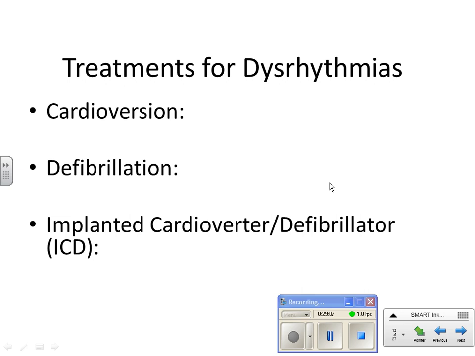Oftentimes people with AFib that are symptomatic, that they can't convert out of AFib and they don't respond to all the other treatments that you're giving them, like usually DIG or beta blockers, or CARDIZEM, calcium channel blockers, then the next step is usually cardioversion. And prior to doing the cardioversion, we need to do the TEE to make sure there's no clots in the atria before we convert them back to normal sinus. If there's clots, then they have to wait to do the cardioversion.